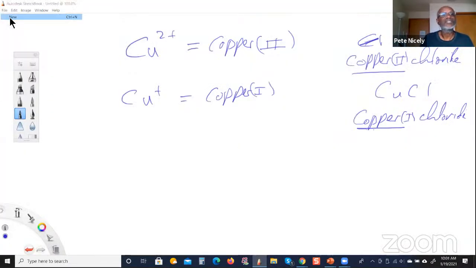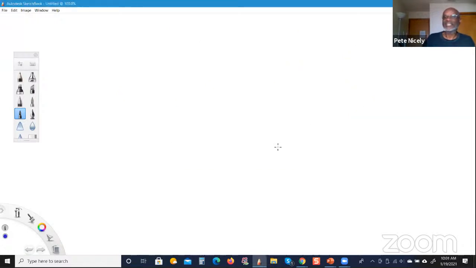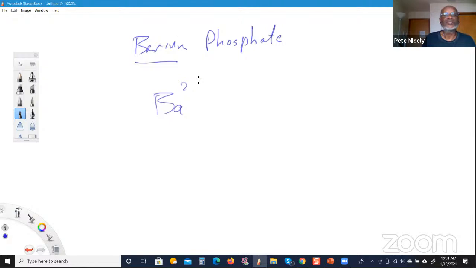So let me get rid of this. Okay, so let's say you're given barium phosphate. You're given a name and you're asked to write down the formula. So the first thing you would do is go to the table that I provided for you in Canvas, and you look up the formula for the barium ion. And when you look it up, you're going to see that the formula is Ba2+, right? And then you look up the formula for the phosphate ion, and when you look it up, you see that it's PO4 3-.